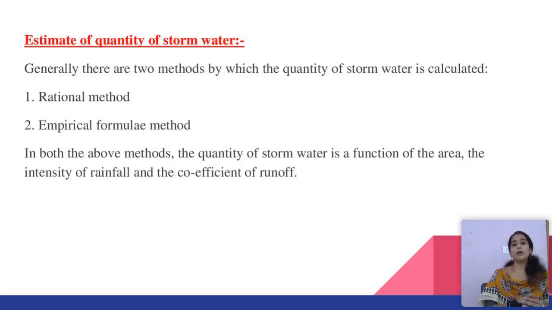So if we are considering a particular catchment area, we get the rainfall intensity of that particular area and the coefficient of runoff. This coefficient of runoff depends upon the surface area, the soil characteristics, the porosity, and other soil characteristics in that particular area. We are going to discuss all these in the coming slides.